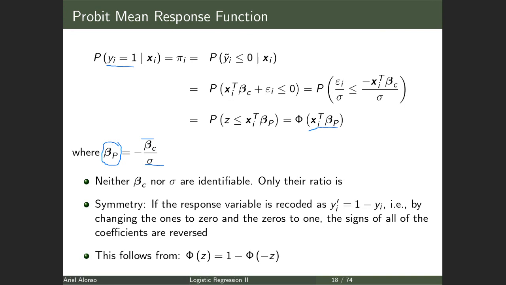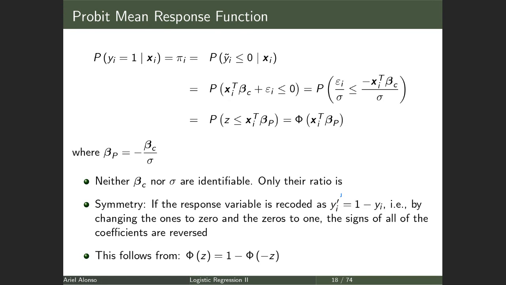Now, this model satisfies a nice property, and that is that it is symmetric. What we mean by symmetric is that if the response variable is recoded, so if you create now y_i prime, just to give a name to this symbol, as 1 minus y_i, essentially the ones become 0 and the 0s become 1. What if I call the sick 1 and the not sick 0, and I do the opposite? Not sick is 1 and sick is 0.